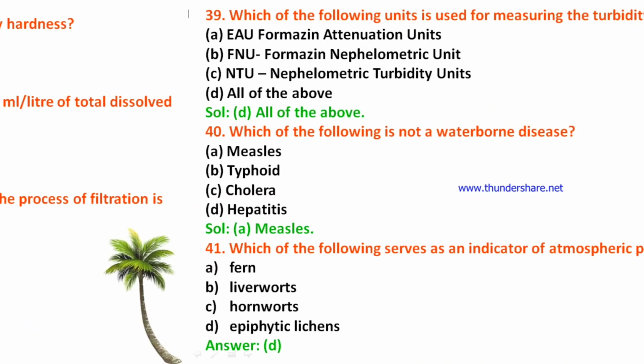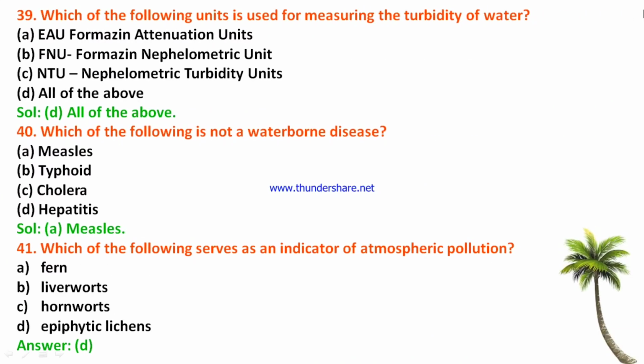Next, number 39 question. Which of the following units is used for measuring the turbidity of water? EAU, FNU, NTU or all of the above? And the correct answer is all of the above. All EAU, FNU and NTU, these are the measuring units for the turbidity of water.